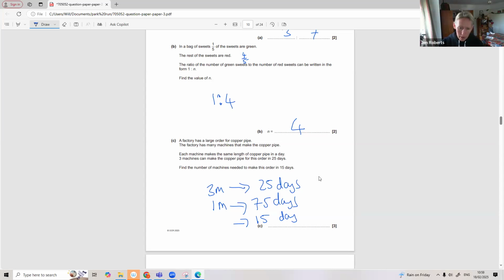So let's just think about this. What's 75 divided by 15? It is 5. I'm going to put divided by 5 here, so it's going to be times 5. So it's going to be 5 machines.